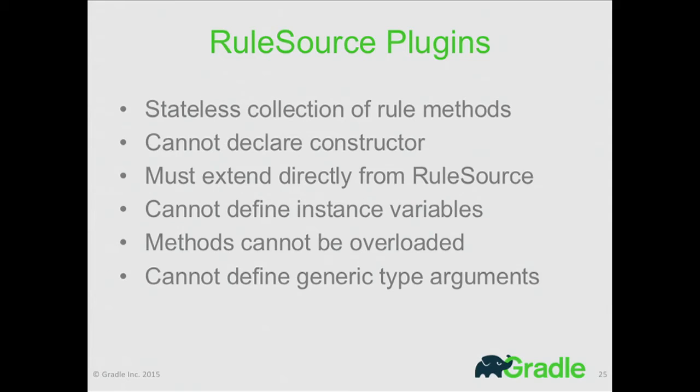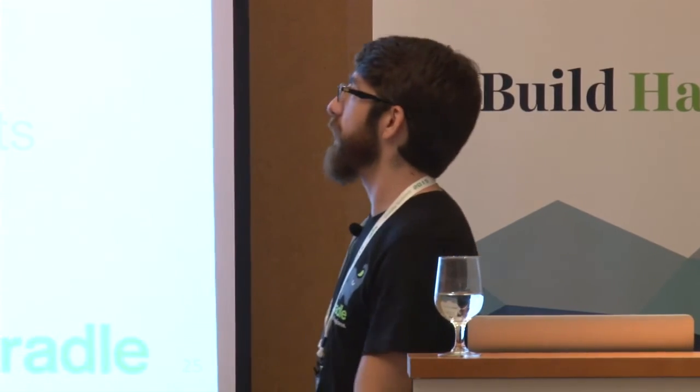It must directly extend from rule source, which means you can't have a rule source plugin which extends from a different rule source plugin. In that case, you do the same thing you do now with plugin composition. I would just apply that other plugin. It doesn't make sense for me to extend from it, because then you could overload methods, or override methods as well, and we don't allow you to do that. So if I need to build upon the capabilities of another plugin, my plugin would apply that plugin.